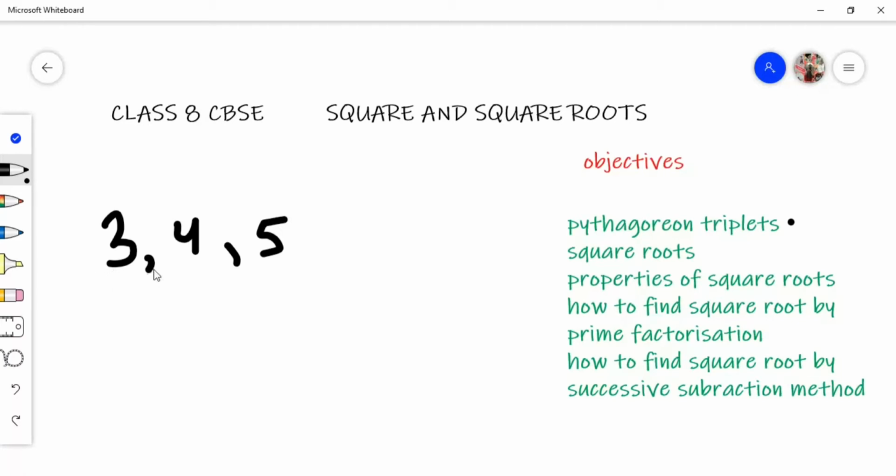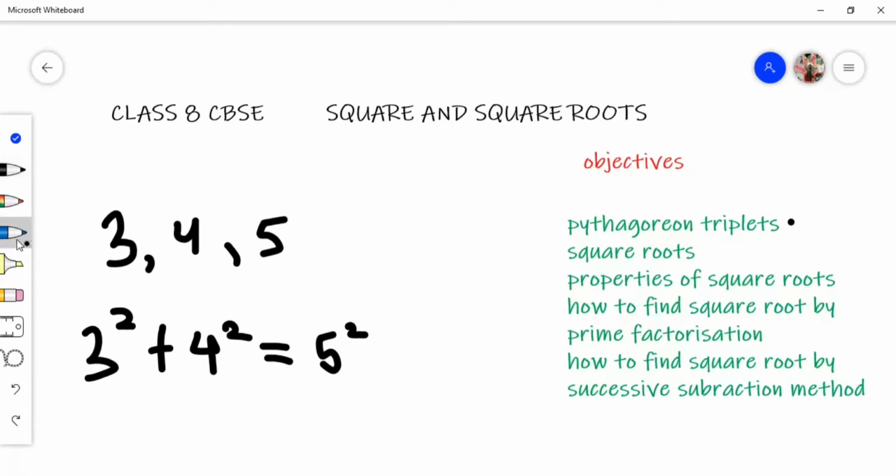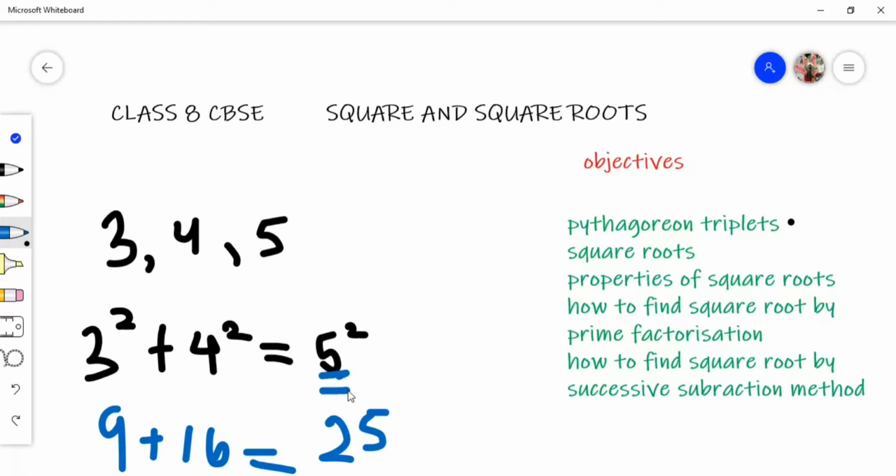So first of all, the square of 3 plus the square of 4 is equal to the square of 5. For example, here if we write the square, 9 plus 16 is equal to 25. Am I right or not? And if you add them, then you'll get 25, and 25 is also the square of 5. So this is the first formula, that is the Pythagorean triplets.